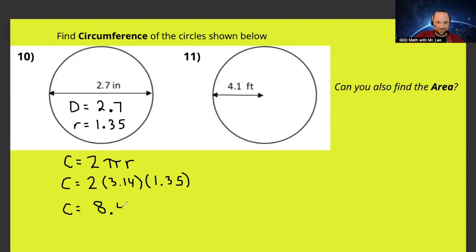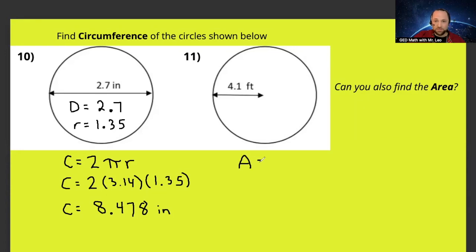8.478. And this would be inches. All right. Okay. Well, since we're doing this one, we might as well get the area of it too. We're going to have to do that for both. So here comes the area.